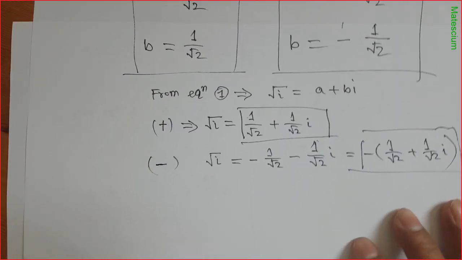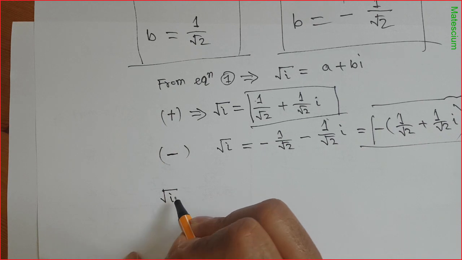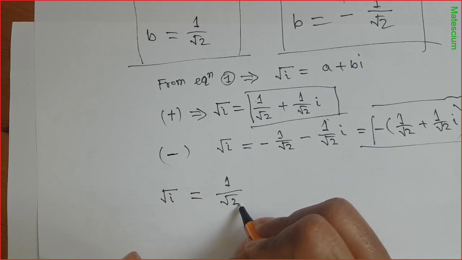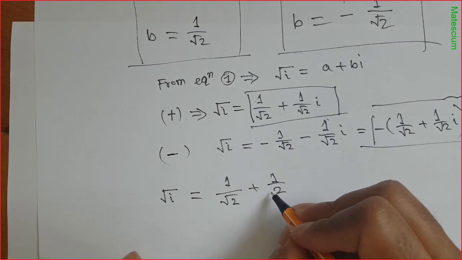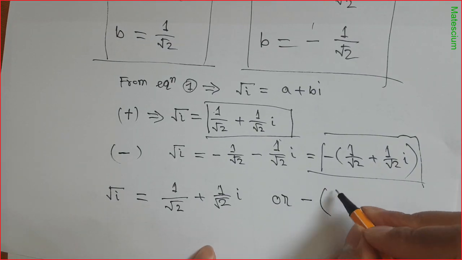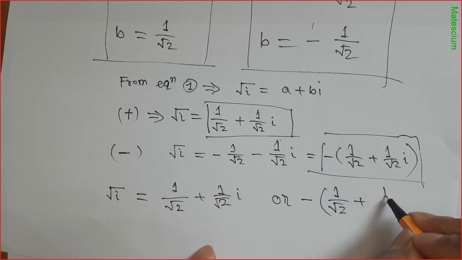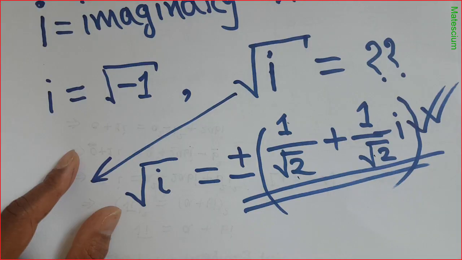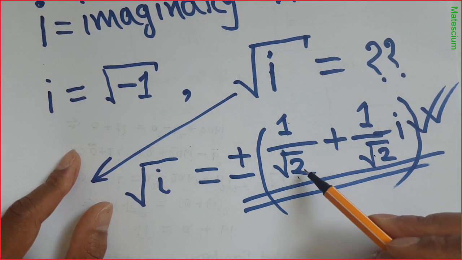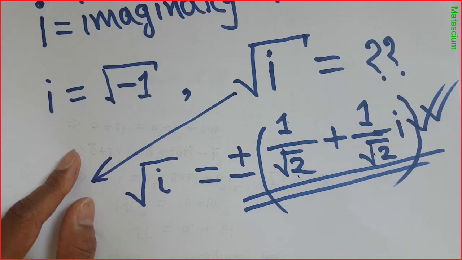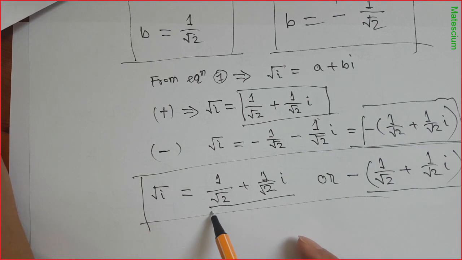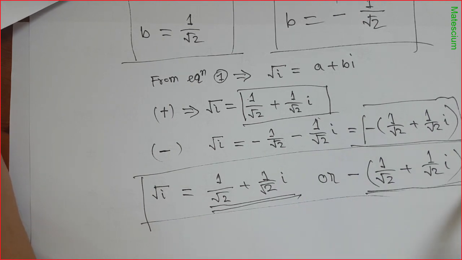So in conclusion, I can say square root of i has two solutions or two values. Either one value is 1 over square root of 2 plus 1 over square root of 2 i, or there is another value, the negative value, minus 1 over square root of 2 plus 1 over square root of 2 i. At the beginning of my video I told you square root of i means plus minus 1 over square root of 2 plus 1 over square root of 2 i. So it can be two values, either the positive value or the negative value. I proved it here. Square root of i means either this positive value or this negative value.